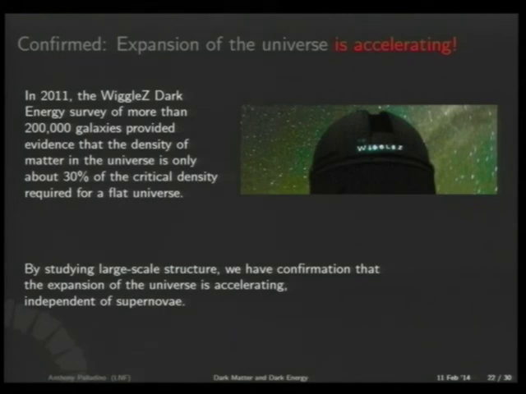Another independent result, so not using supernova at all, is the WiggleZ experiment in 2011. They studied 200,000 galaxies, okay, and they studied this large-scale structure. So you have galaxy clusters, and they're surrounded in dark matter and dark energy. And if you have this large-scale structure, according to what they found from these 200,000 galaxies, it's telltale evidence for dark energy, independent from supernova. So we have two experiments, many experiments, who confirm the same result.